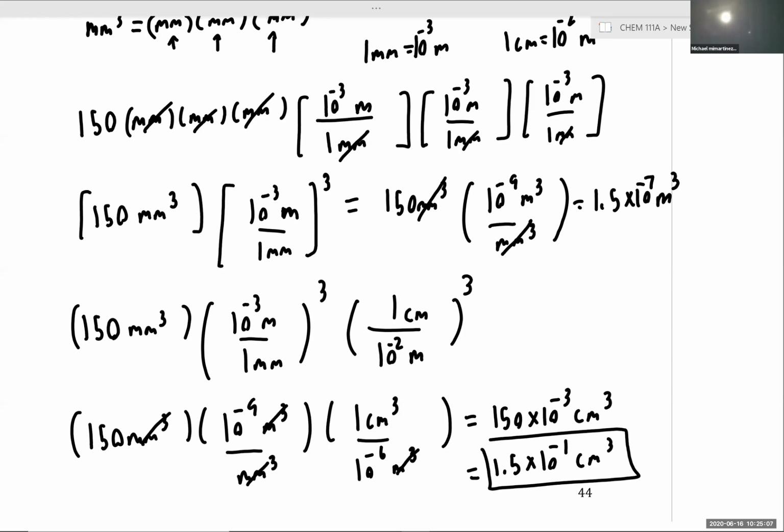The cube does matter. The cube matters because when you cube your conversion factor, this power of 10 is cubed. And the way that you handle that is you multiply both of your exponents together. So do you notice how the 10 to the negative 3rd became 10 to the negative 9th when we cubed our conversion factor? And that's the only difference mathematically when you're dealing with cubic or square conversion factors.